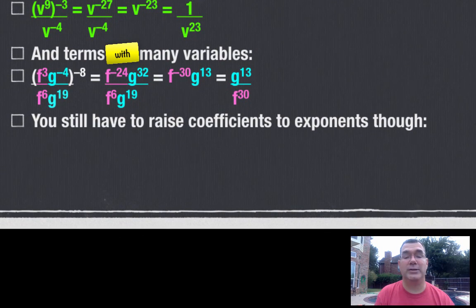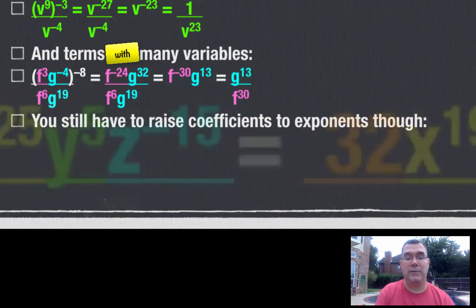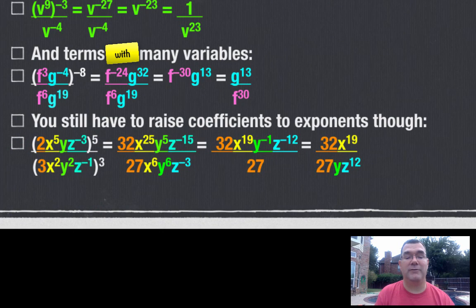I still have to raise coefficients to exponents, though, even when I'm dividing. So if I have 2x to the 5th, y, z to the negative 3, all being raised to the 5th, and then on the bottom I have 3x squared, y squared, z to the negative 1, all being raised to the 3rd, then looking just at the top, 2 to the 5th is 32. x to the 5th is x to the 25th. y to the 5th is y to the 5th. z to the negative 3 to the 5th is z to the negative 15.